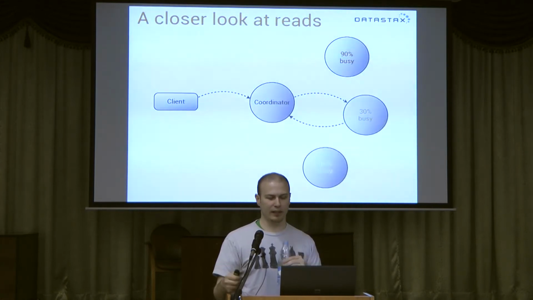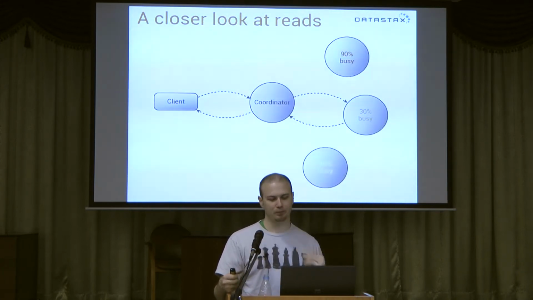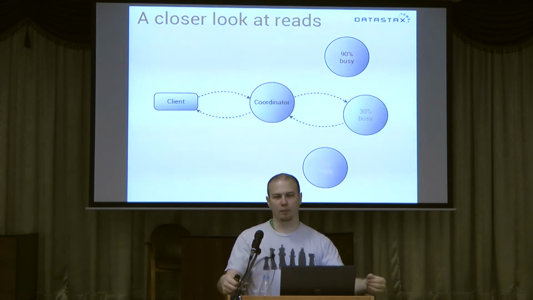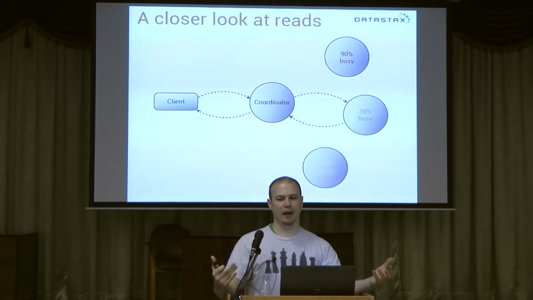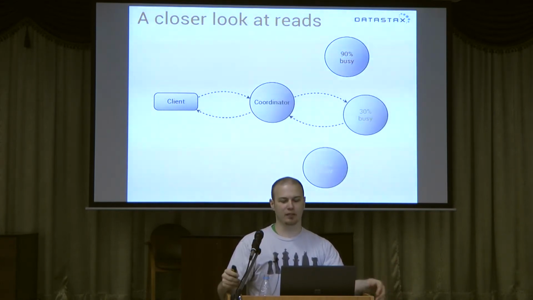And then when it gets the data back from the replica, it will forward it back to the client. So as usual, when everything works, it looks good on paper. What happens when things start to go wrong?